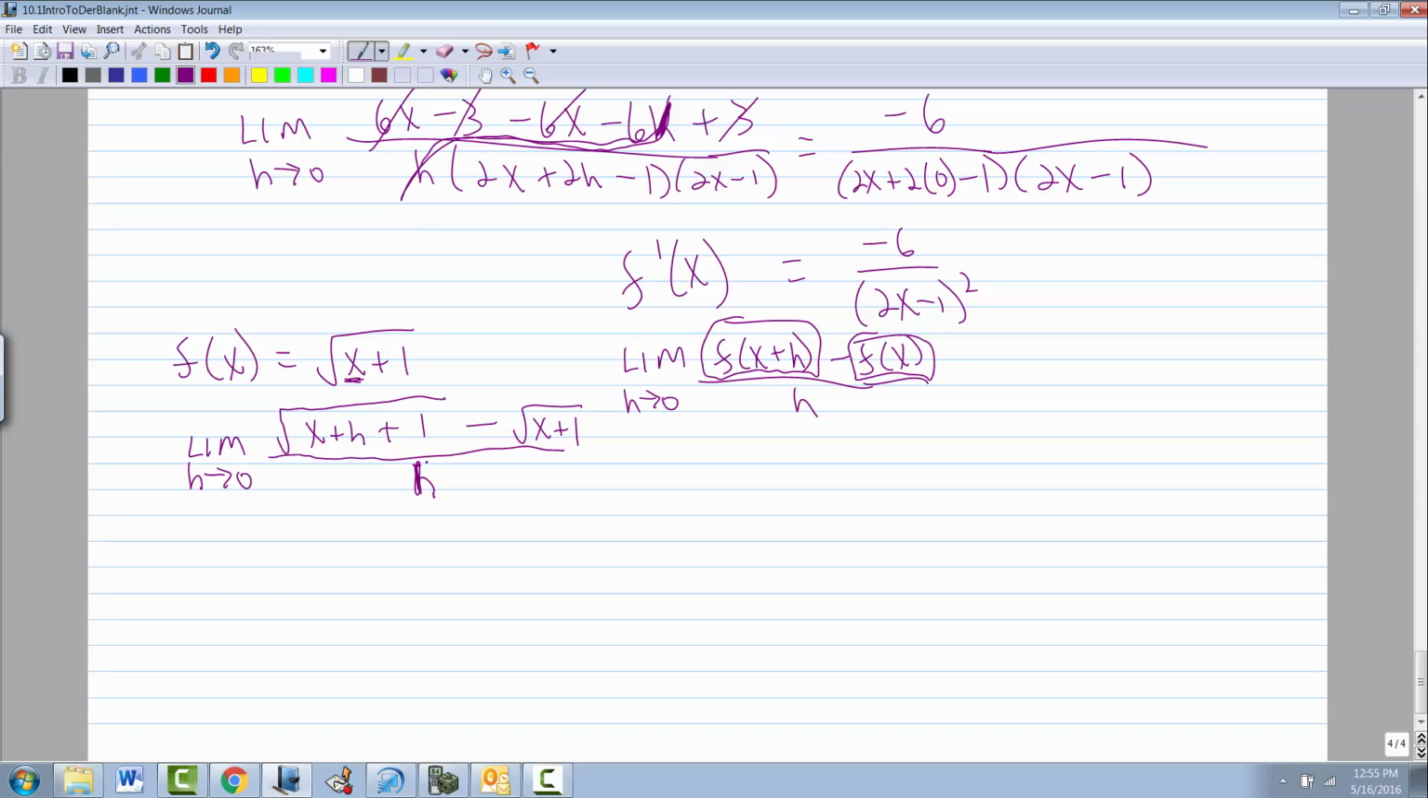How come I can't evaluate this limit right now? Because there's an h in the denominator all by itself, and you can't plug in 0 for a denominator. This is weird, but just do it. And this is obviously only for roots. Whenever you are finding the first derivative of a root, you do the opposite of what you used to do. Rationalize the numerator. So what does that mean I'm going to multiply by? Root x plus h plus 1 plus root x plus 1.